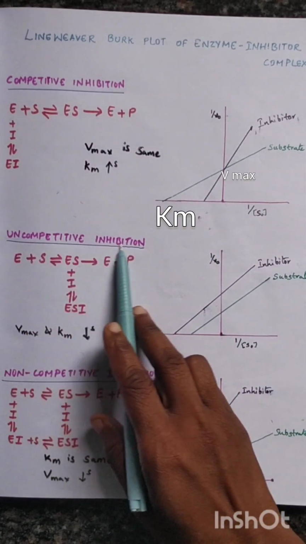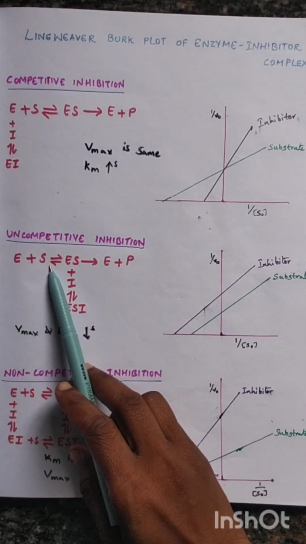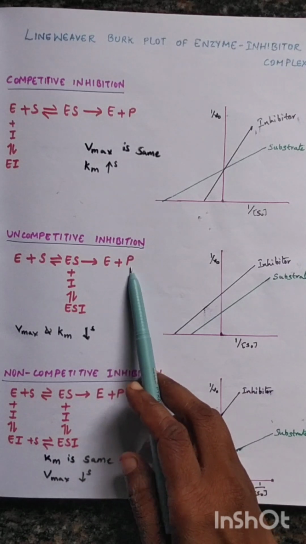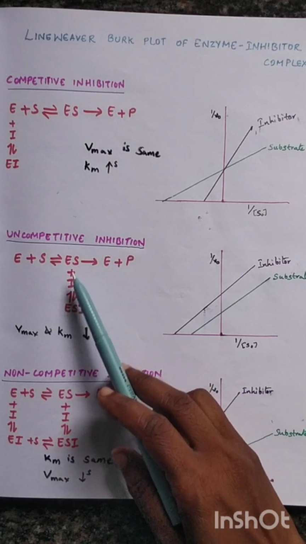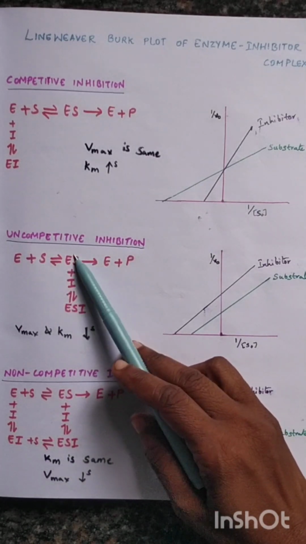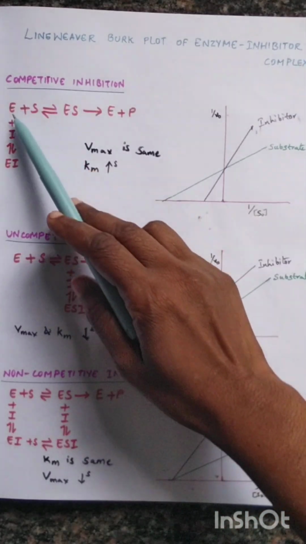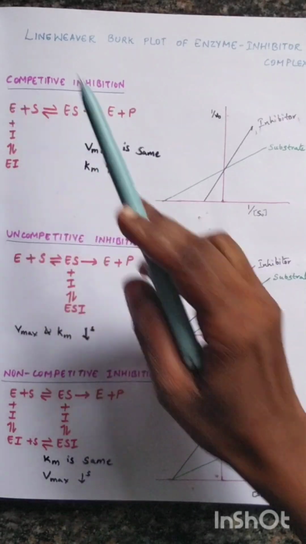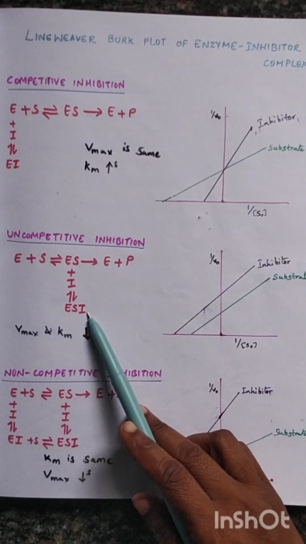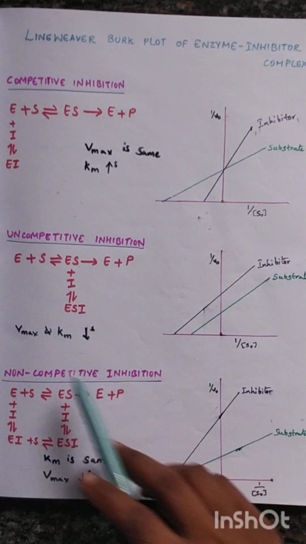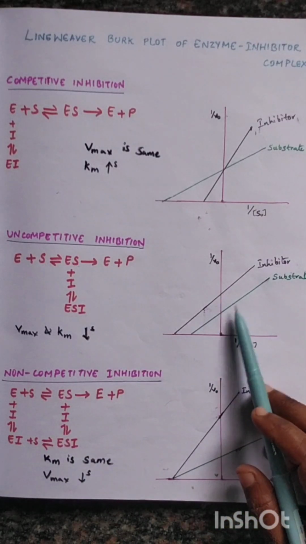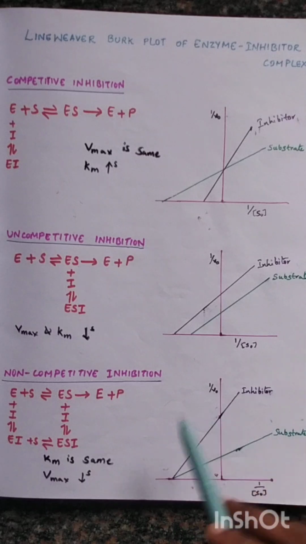Coming to uncompetitive inhibition, here enzyme plus substrate gives rise to the enzyme substrate complex, which further gives rise to enzyme plus products. The inhibitor binds with the enzyme substrate complex, whereas in competitive inhibition, the inhibitor binds only with the enzyme. Enzyme substrate complex plus inhibitor gives ESI, the enzyme substrate inhibitor complex. Here both Vmax and Km decrease for the substrate, and they form parallel lines.